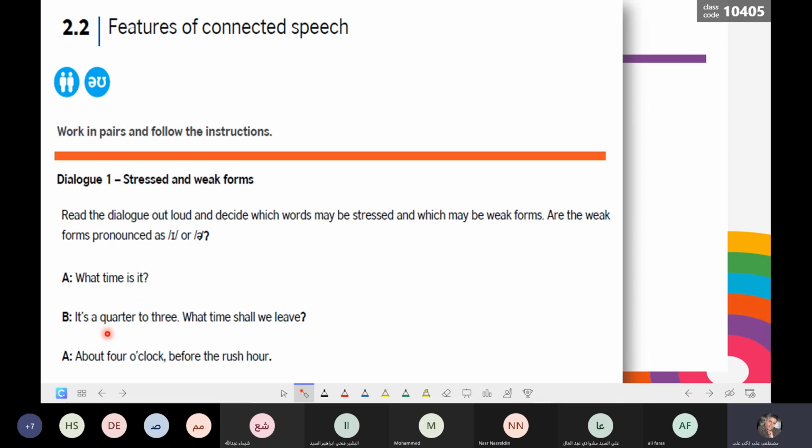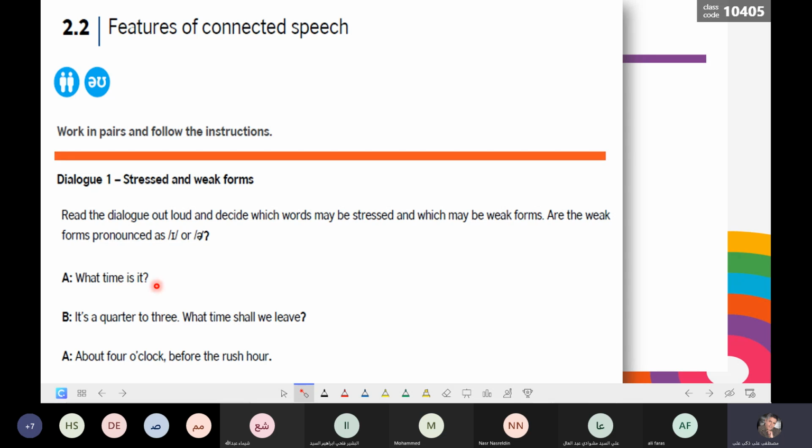Okay. And Ms. Shayma, your answer is quarter to 3. It's quarter to 3. And then you ask another question. Let's go to the first part. Which one do you think would be stressed? I think it's a quarter, and then the second sentence, what time shall we leave? I think that time. Okay, but I want to ask Mr. Al-Bashir about the first sentence. We said that time is the stressed one.